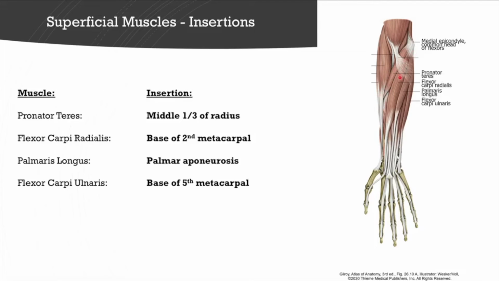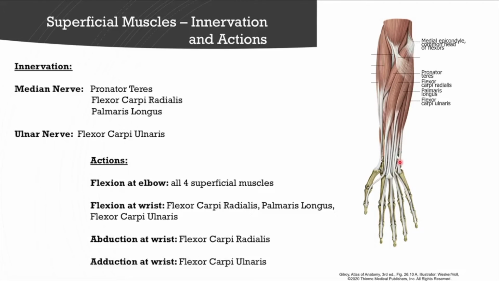Flexor carpi radialis travels distally and inserts on the base of the second metacarpal. Palmaris longus also travels distally to insert on the palmar aponeurosis. And flexor carpi ulnaris again travels distally to insert on the base of the 5th metacarpal. The median nerve is responsible for innervating pronator teres, flexor carpi radialis, and palmaris longus, and the ulnar nerve is responsible for innervating flexor carpi ulnaris.